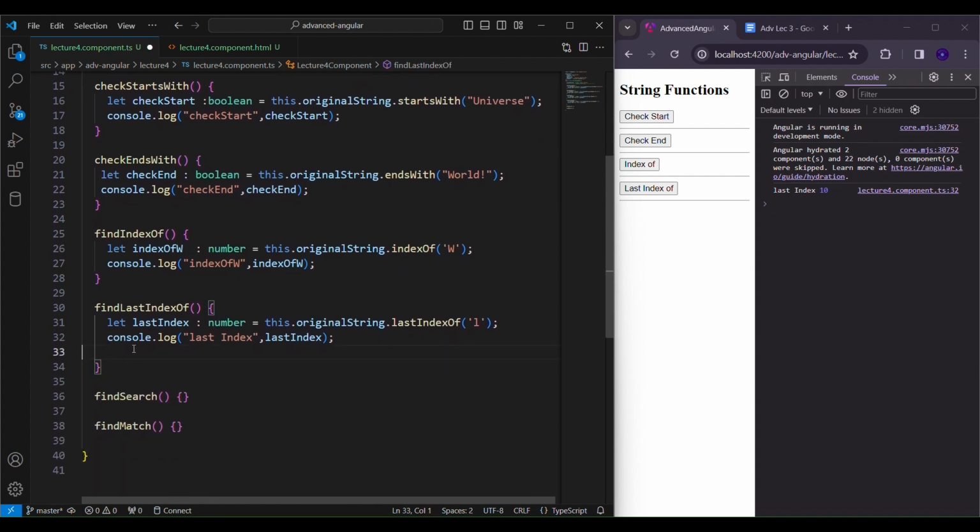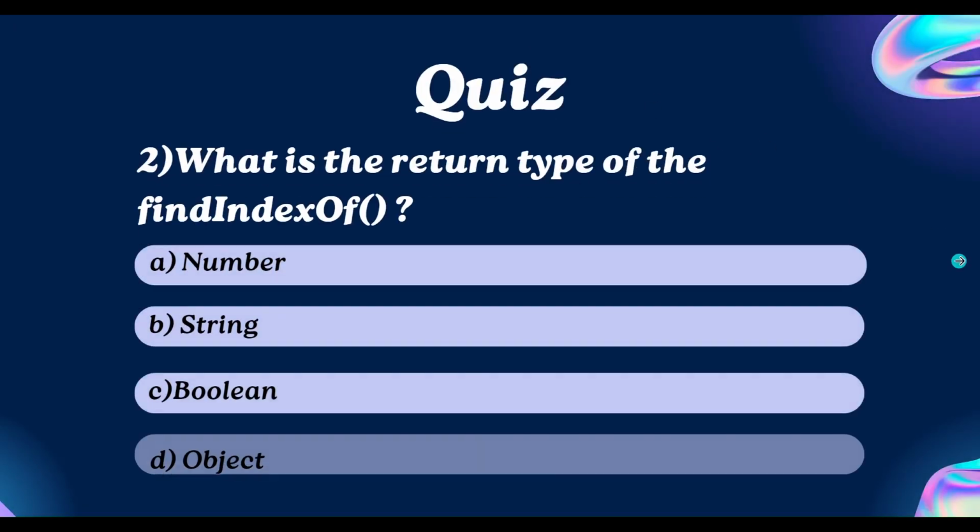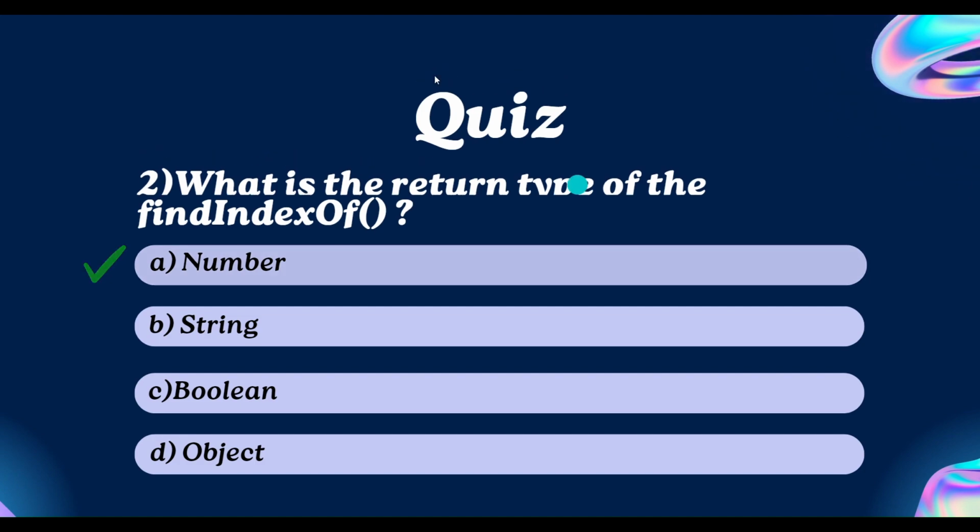So now let's have a look at the quiz now. What is the return type of the find index of? Think about it and answer it in the comment section below. Pause the video over here. So the correct answer is number. The return type of the find index would always be a number because it would be returning the index in a number format.